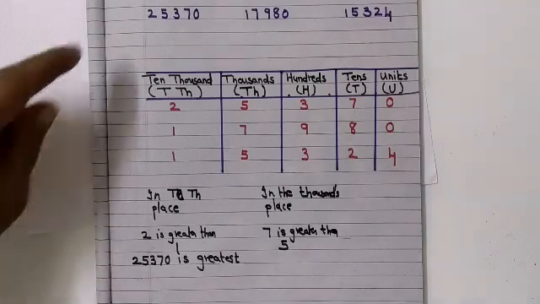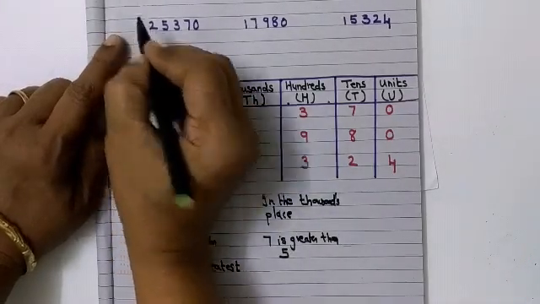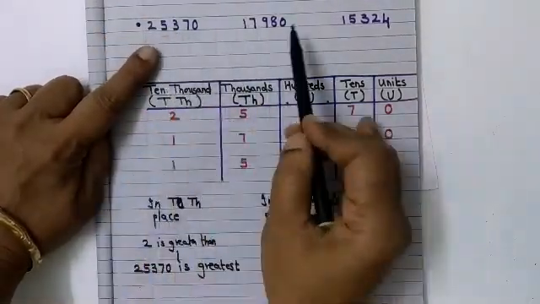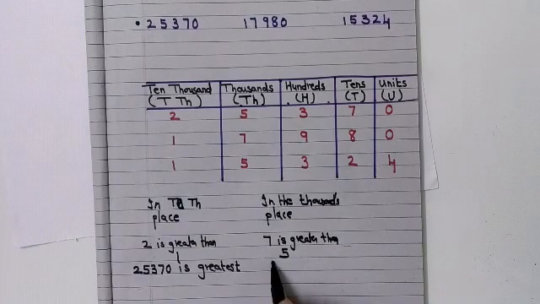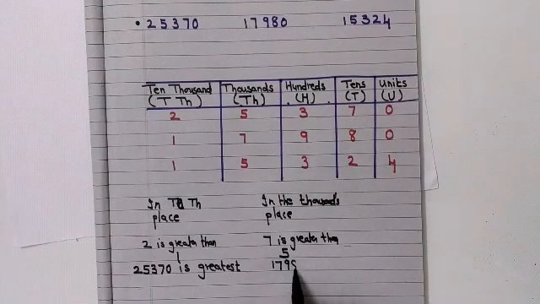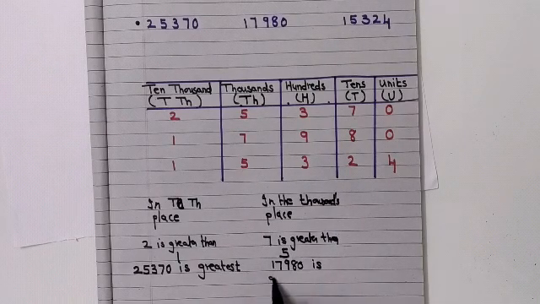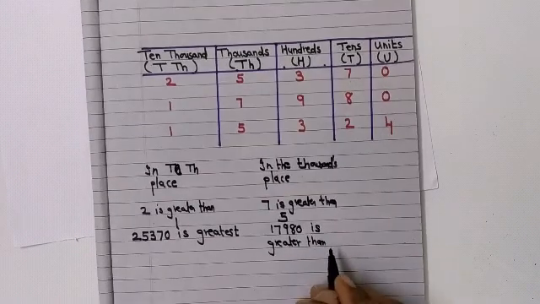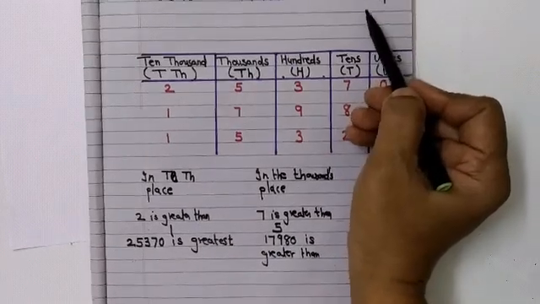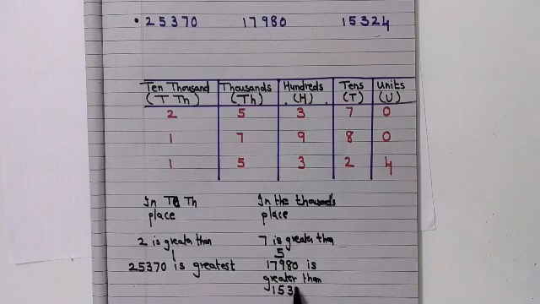So now children, I am done with this number. This number is over. I have got this as greatest. You can just put a dot here so that you know that we are done with this number. Now we are comparing only these two numbers. So can I say 17980 is greater than which number, children? Which number is this? This number. That is 15324.